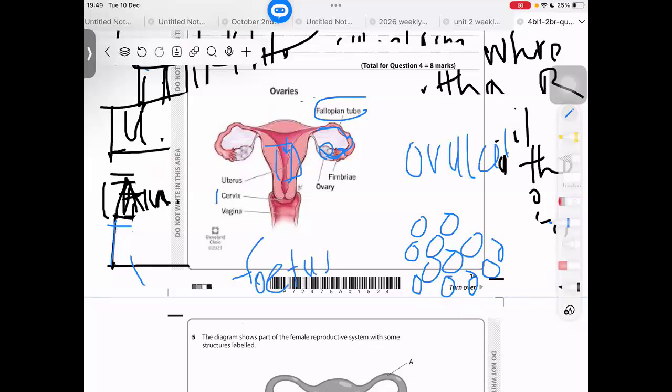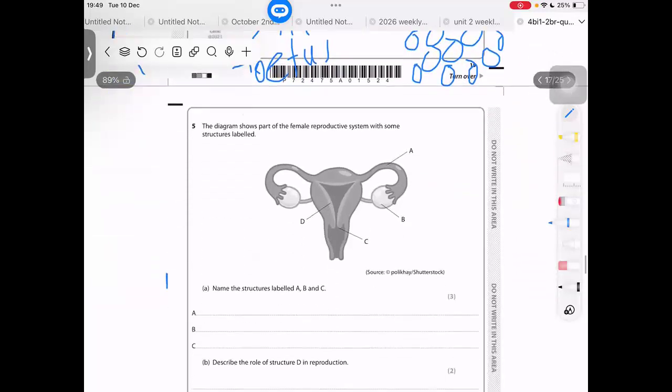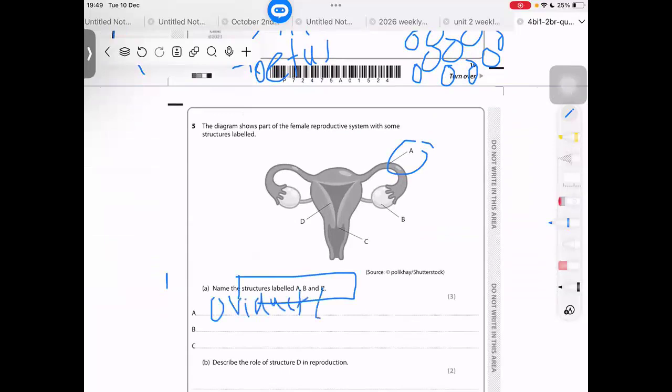And then you can see the cervix. The cervix has a mucus plug usually during pregnancy, to prevent the entry of germs and other substances into the uterus. And you can see the vagina as well. So they have asked us to label the structures A, B, and C. You can call A the oviduct or the fallopian tube.